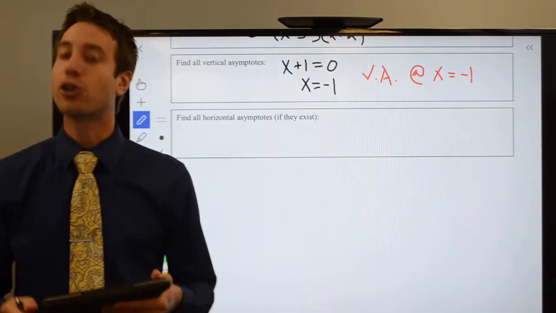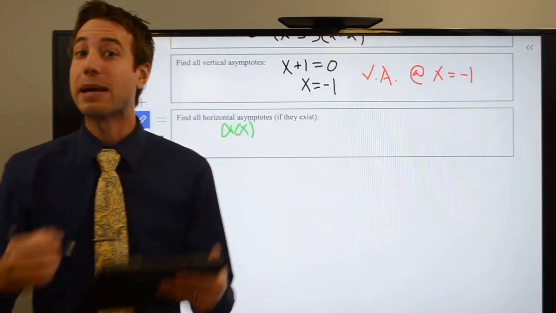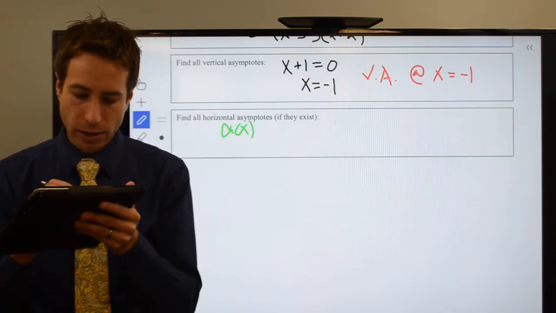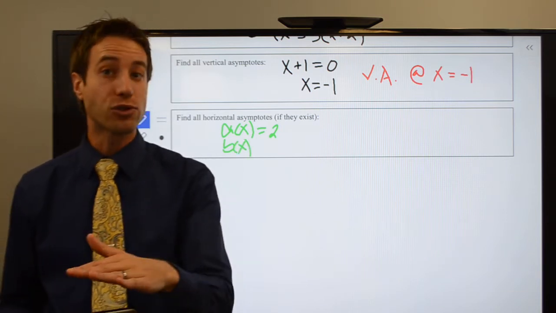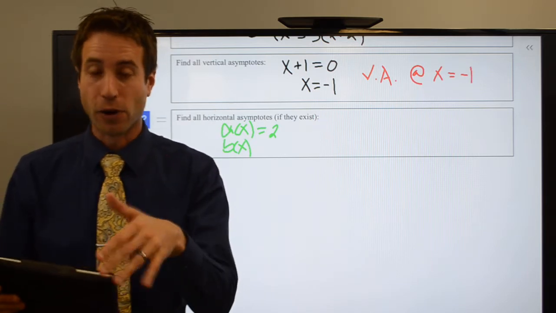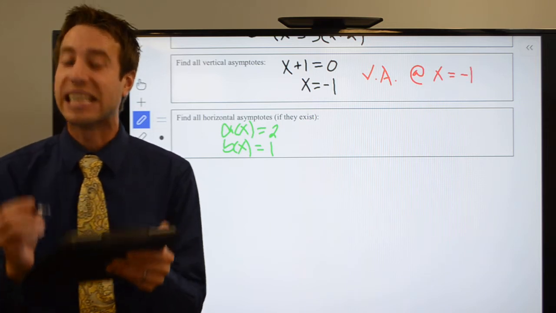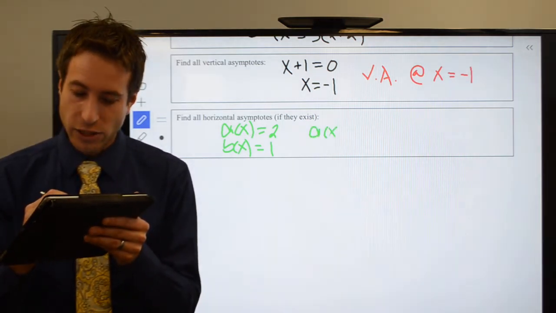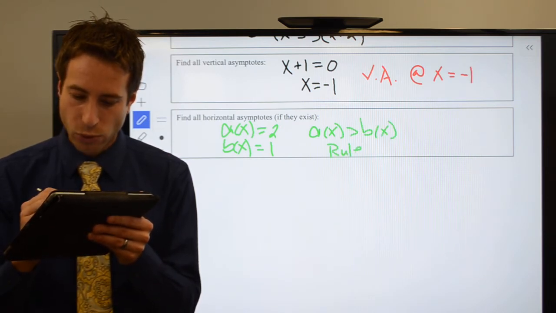Horizontal asymptotes. Well, it depends on the degree. What is the degree of the top? Well, actually, I already put it in descending order for you. The largest power is the x squared, so the degree is 2. In the denominator, it also is in descending order with the x to the first power being first, and since that's the largest power, that's also my degree. Once again, we see that the degree of the top is greater than the degree of the bottom, and so we have rule number 1.